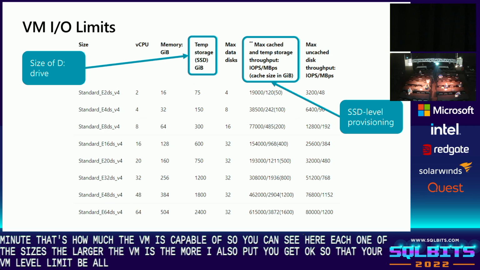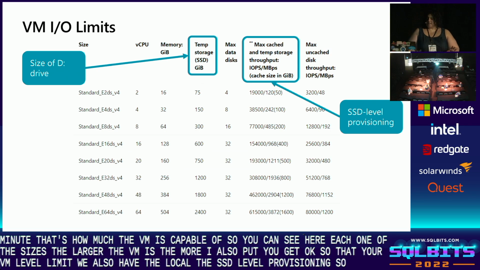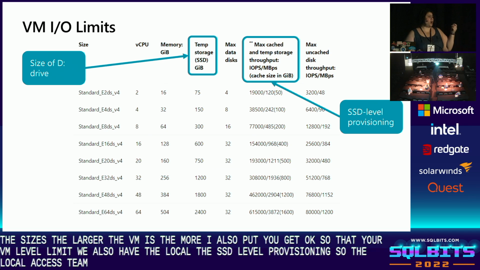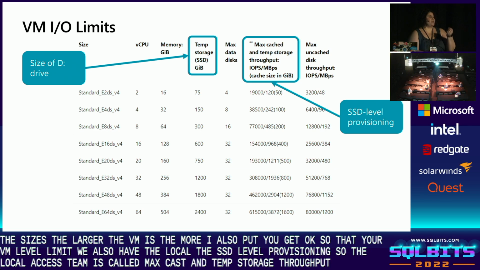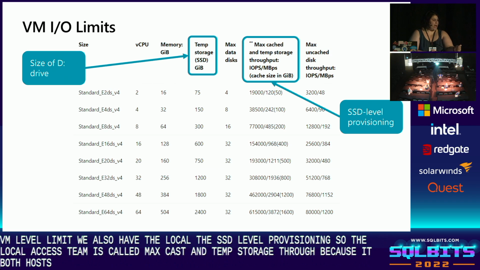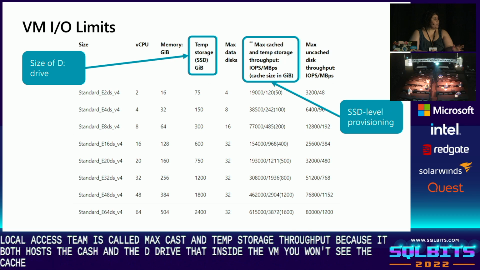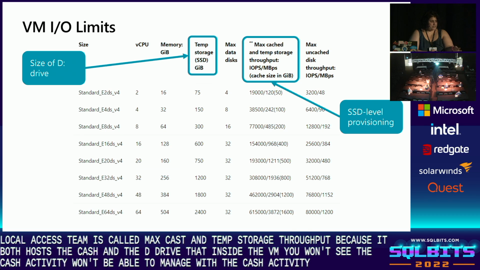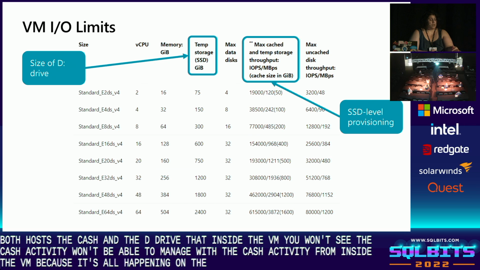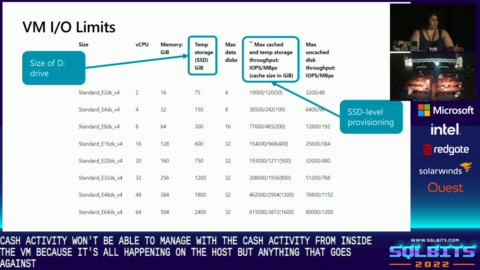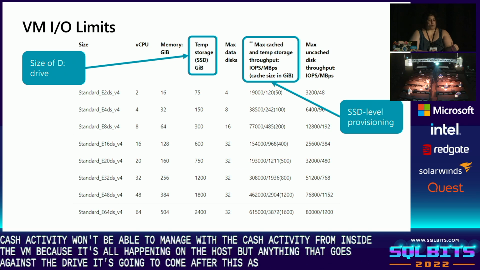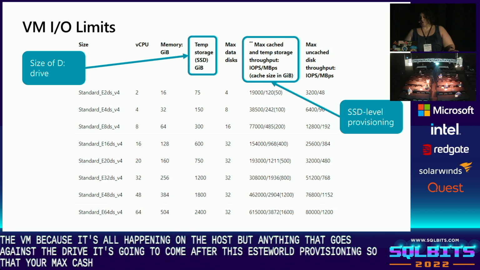We also have the local, the SSD level provisioning. The local SSD is called max cached and temp storage throughput because it both hosts the cache and the D drive that's inside the VM. You won't be able to monitor the cache activity from inside the VM because it's all happening on the host. But anything that goes against the D drive is going to count against this SSD level provisioning. So that's your max cached and temp storage throughput.